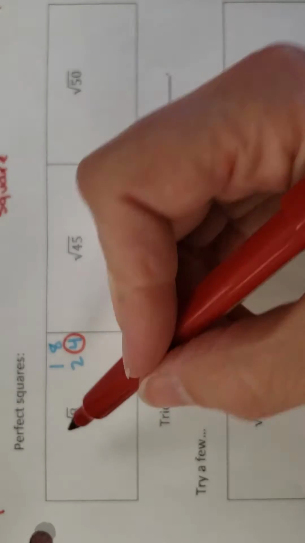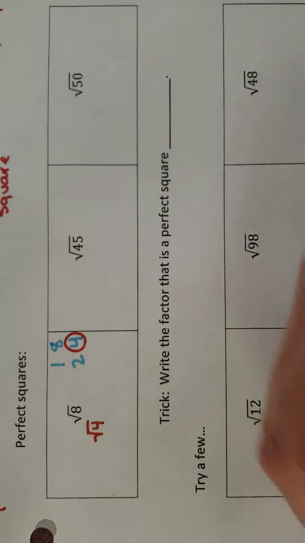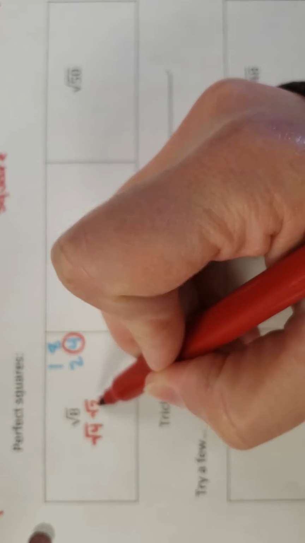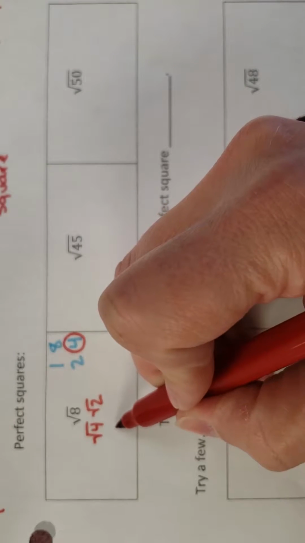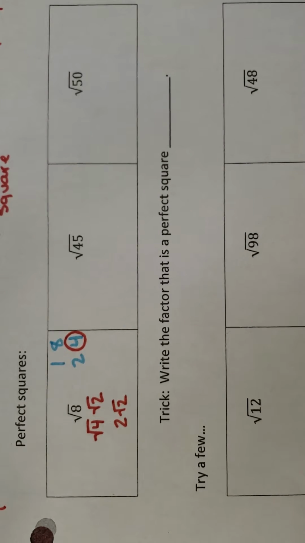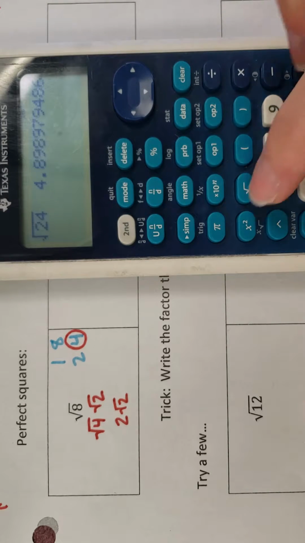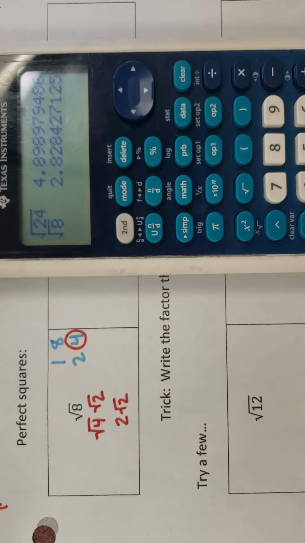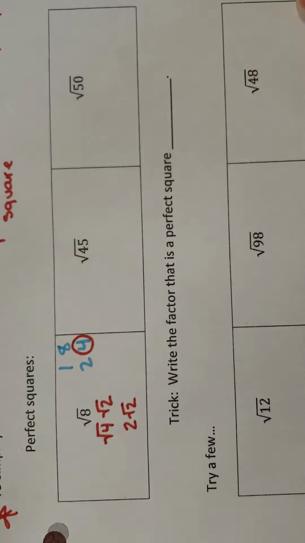So I will write the square root of 4 first because that's the perfect square, and then 2 because 4 times 2 is 8. And now I can simplify the square root of 4, which is 2, and bring down the square root of 2. And if I wanted to check to make sure that I'm correct, I could put in the square root of 8 is 2.8 and some numbers, and I can do 2 times the square root of 2, and I get the same answer. So I know that those have the same value.